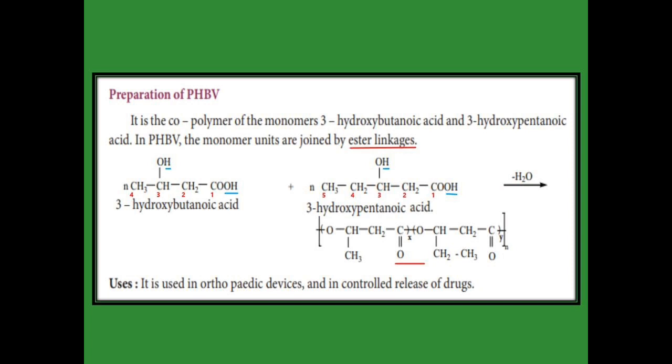The same way in 3-hydroxypentanoic acid, the first carbon gives OH and the third carbon alcohol gives H. It is indicated in the blue color line. Now we get the ester linkage when we add 3-hydroxybutanoic acid and 3-hydroxypentanoic acid on removal of water. Uses of PHBV: it is used in orthopedic devices and also in controlled release of drugs.